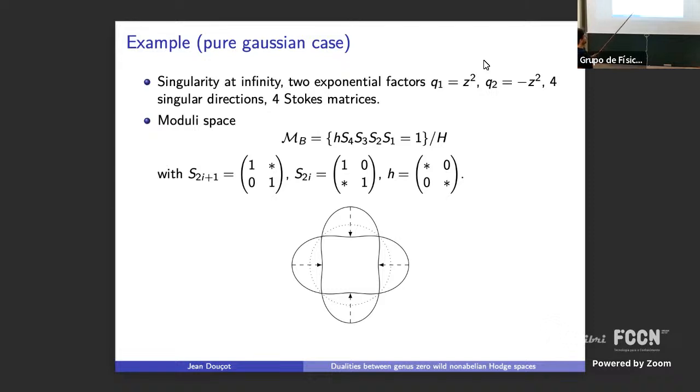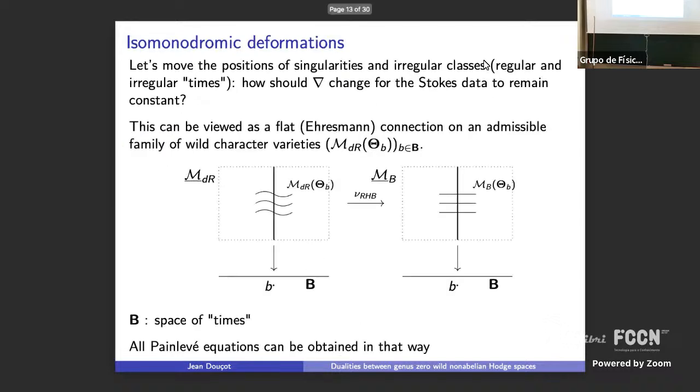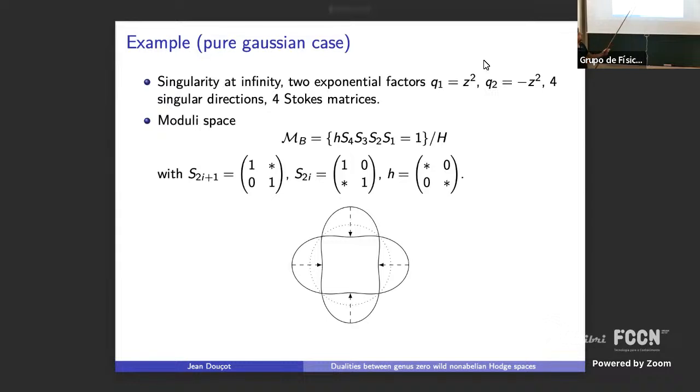And so I have 4 Stokes matrices, one for each Stokes arrow like this, and they are alternatingly upper triangular and lower triangular with ones on the diagonal. And here H is just diagonal because the multiplicity of Q1 and Q2 is 1. So this is my wild character variety in this quite simple case. Capital H would be just the diagonal matrices with non-zero coefficients, like invertible diagonal matrices.